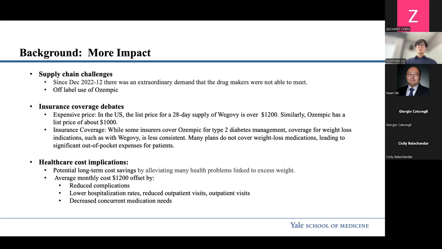So semaglutide is pretty expensive. A monthly supply for Wegovy is over $1,200. Similarly for Ozempic. Definitely for weight loss with Wegovy, many healthcare plans don't cover that for their beneficiaries. So that leads to a huge amount of out-of-pocket expense for patients.